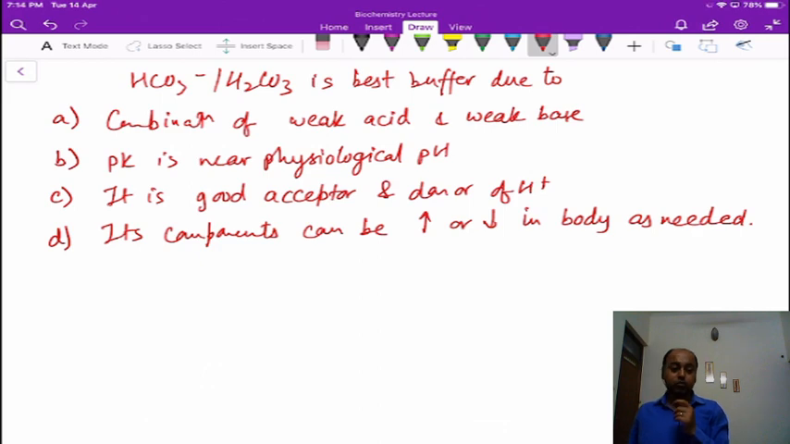Okay, now we are moving on to the second question, where we had talked about the best buffer being the bicarbonate buffer system. So why is it the best buffer system? Why is the bicarbonate buffer system the best buffer system?